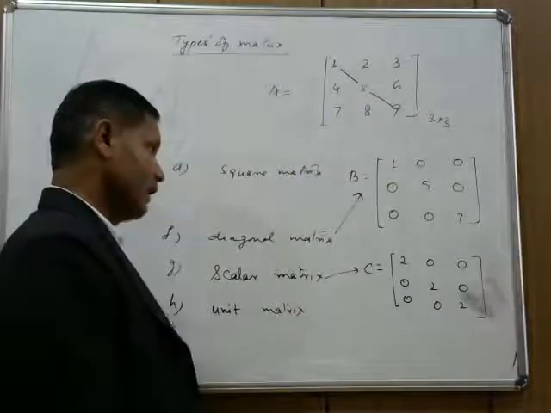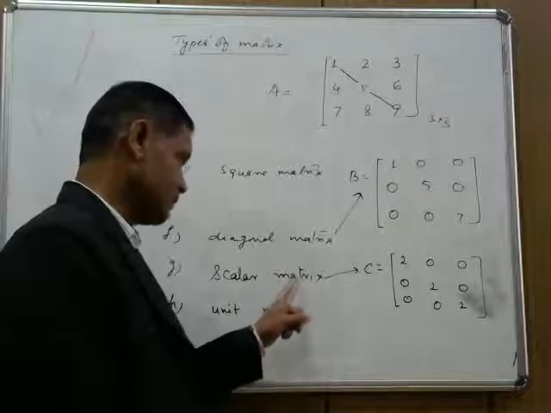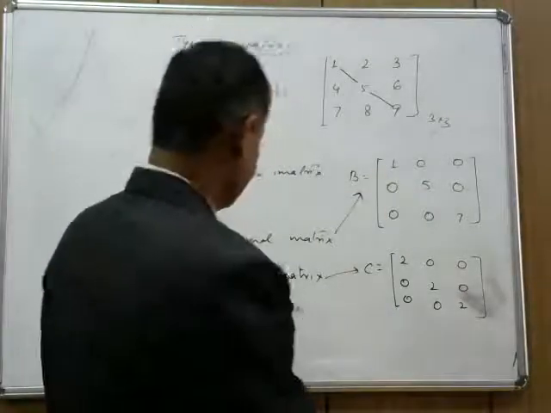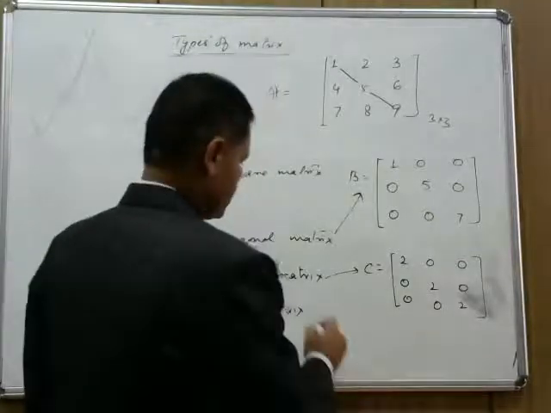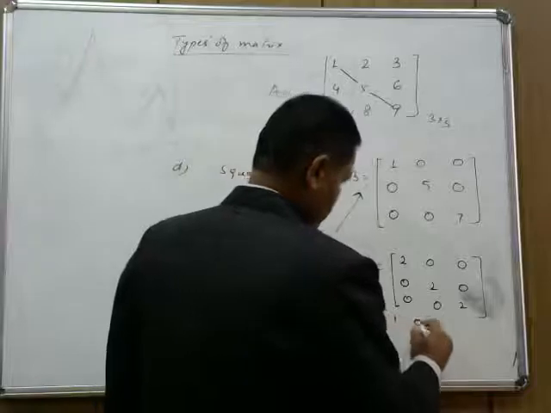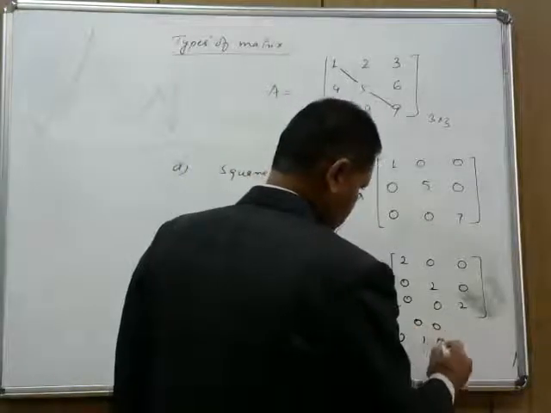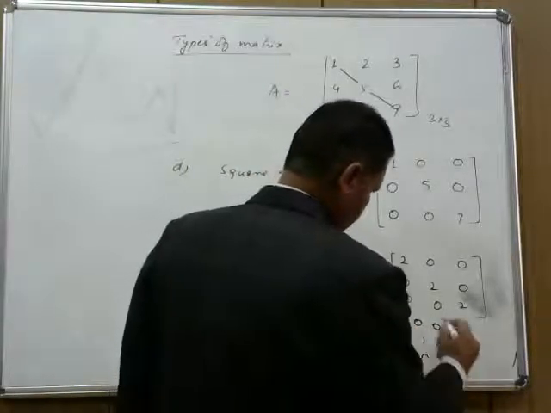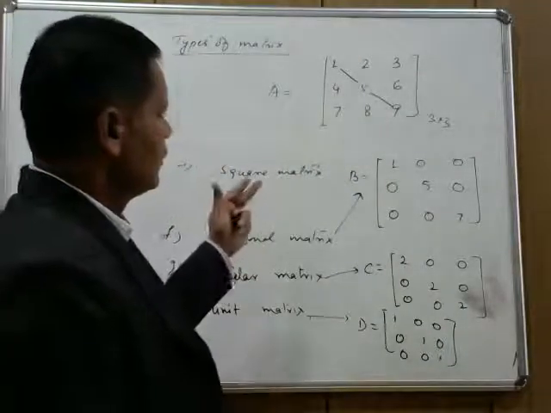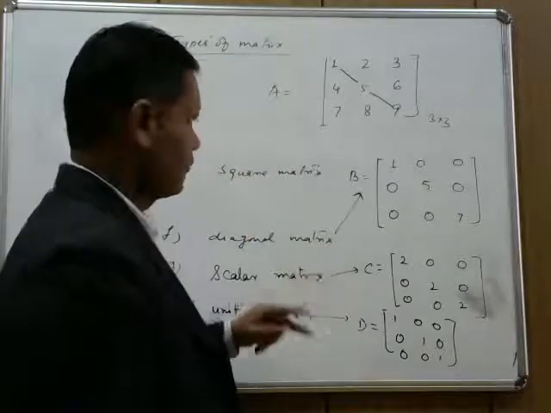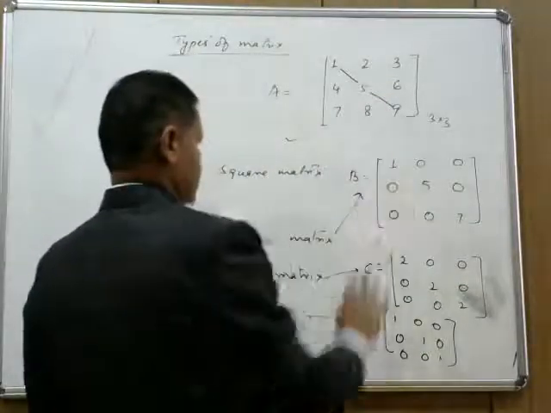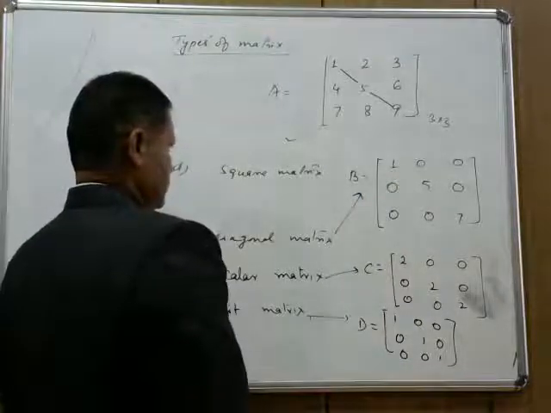And when I write a scalar matrix having the entry only 1, then it becomes the unit matrix. Suppose I write D is equal to 1, 0, 0, 0, 1, 0, 0, 0, 1. It becomes what? A unit matrix. That's why very nice relations we can find out over here. A square matrix. Again I will discuss all this part. Right.